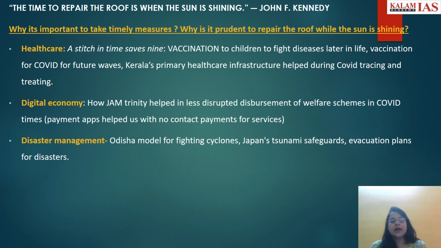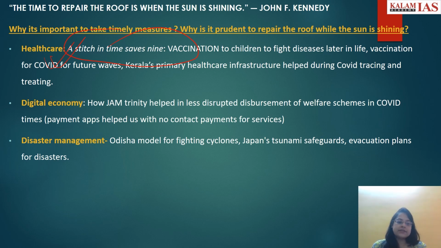So how to do that? You can quote numerous examples from different spheres. For example, in the case of healthcare, you can quote a saying over here, a stitch in time saves nine, which itself says the importance of timely action. So here you can say about the vaccination of children and how it is important from an early age to get vaccinated in order to fight diseases later in life.